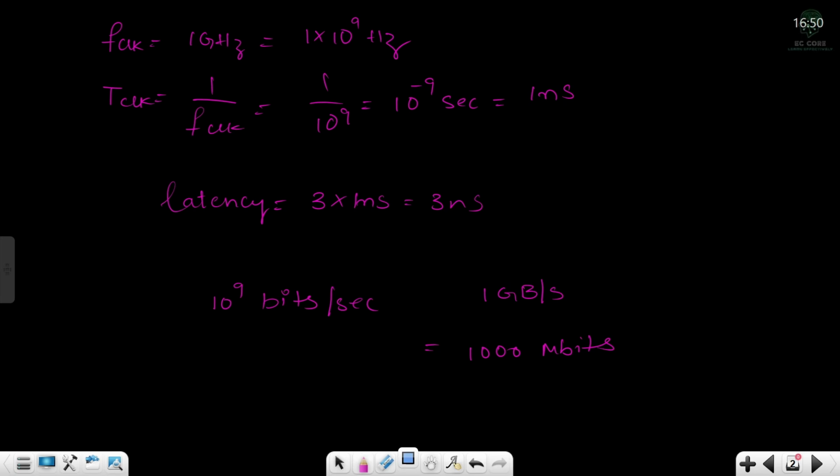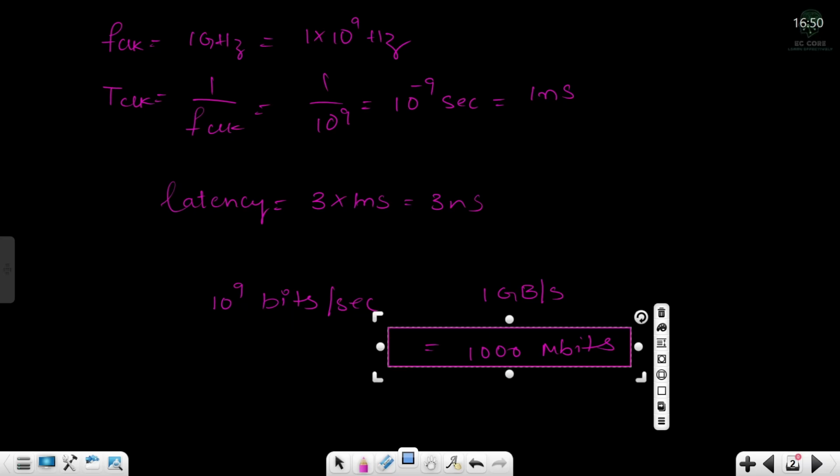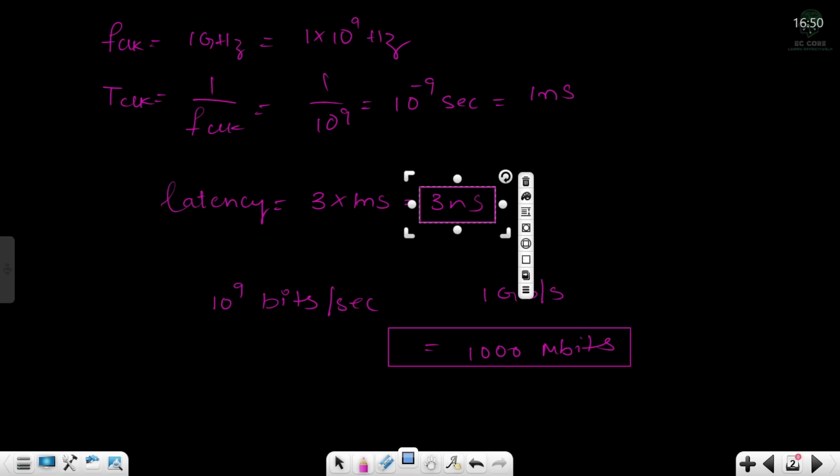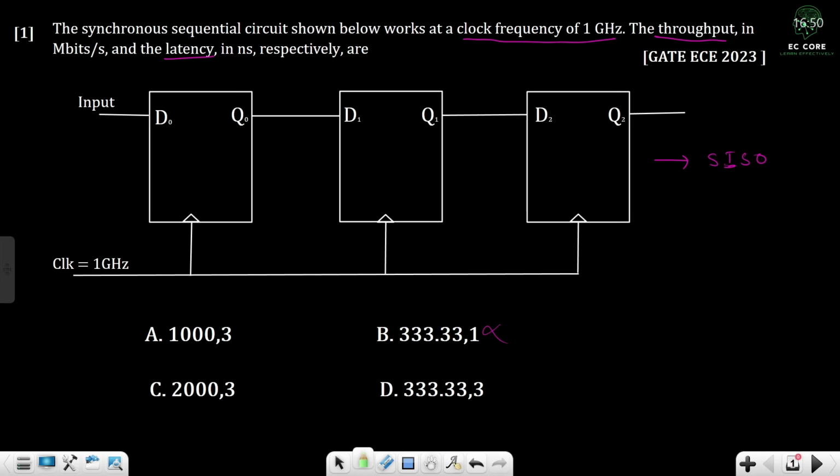So this is the answer here: 1000 Mbits per second and 3 nanoseconds. We will verify which option we have: 1000 and 3. So option A is the correct answer for this question.